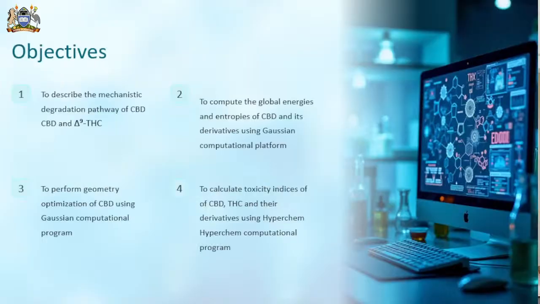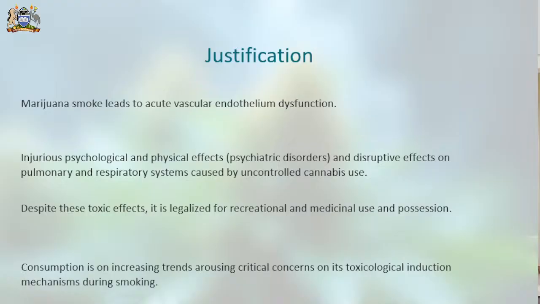So the objective of this work is describing the mechanistic degradation pathway of CBD and THC. Those are cannabinoids in marijuana. Then we shall compute the global energies and entropies of CBD and its derivatives using the Gaussian computational platform. Third, we performed geometry optimization of the CBD using the Gaussian computational program code. Then we calculate the toxicity indices of CBD and THC and their derivatives using the Hyperchem computational program. Next slide, please.